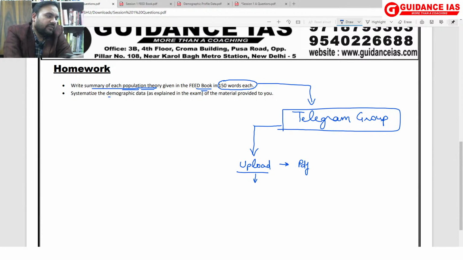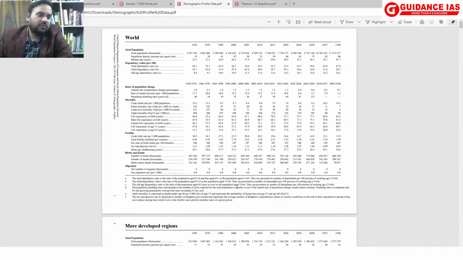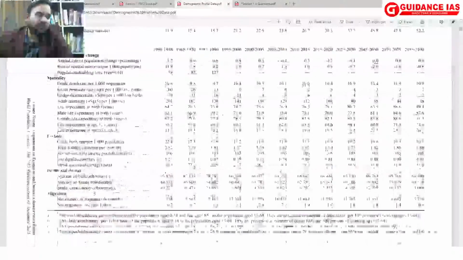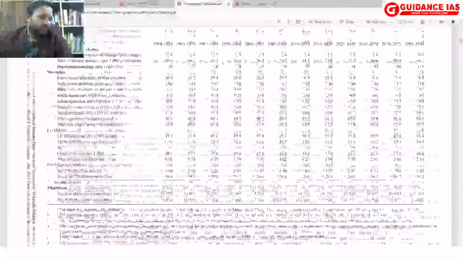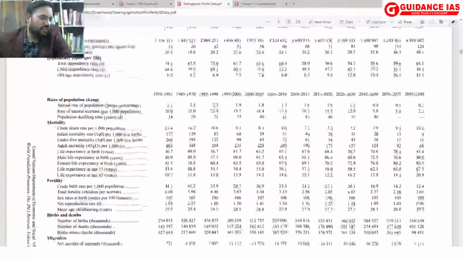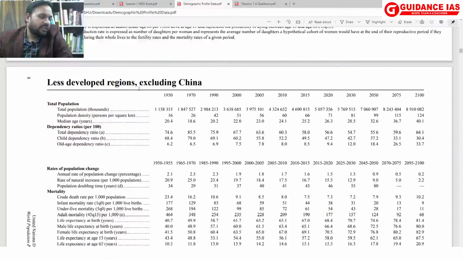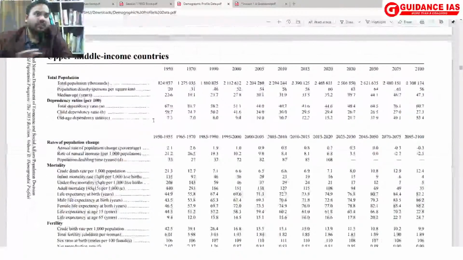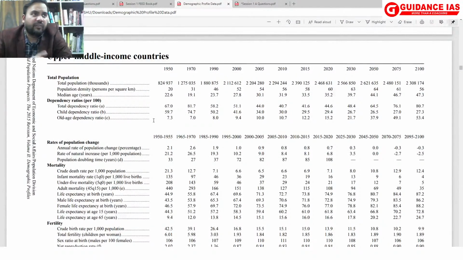Second is, I have given you a long, almost 40 pages, of demographic data of the world and different regions. For example, you see least developed countries, other less developed countries, less developed regions excluding China, high income countries, middle income countries, like that. Lots of data I have given, and last in the class I'll explain for each of these headings how you will be summarizing, how you will be essentially summarizing it.